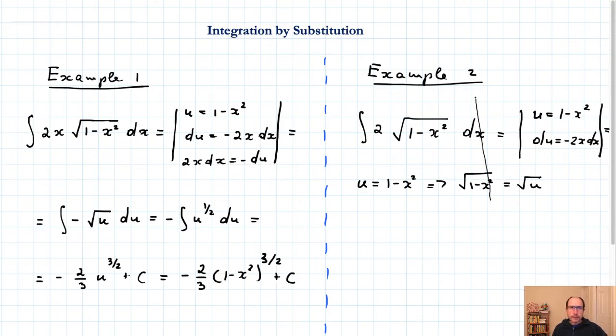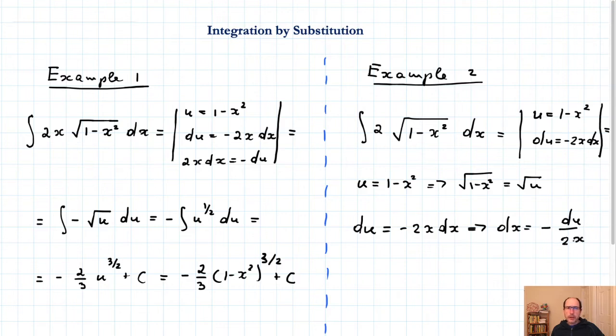So, therefore, to complete the substitution, we need to first solve this relation du equal to negative 2x dx. We need to solve this relation for dx. Dx equals negative du divided by 2x. And then we need to express x in terms of u.